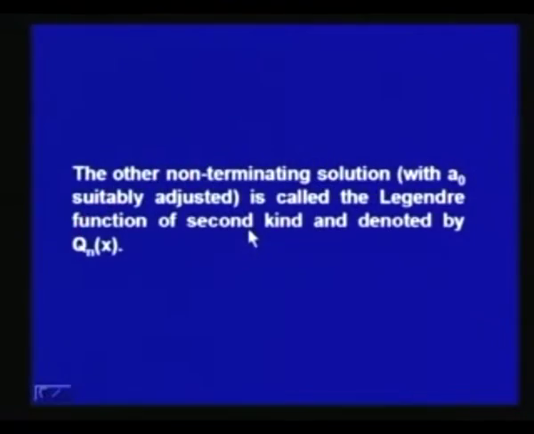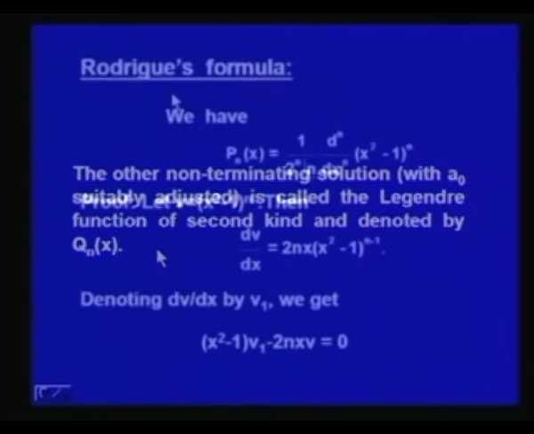The other series, or the other solution, which will be a non-terminating infinite series, will then be called a Legendre function of second kind, and we will be denoting it by Qn(x).